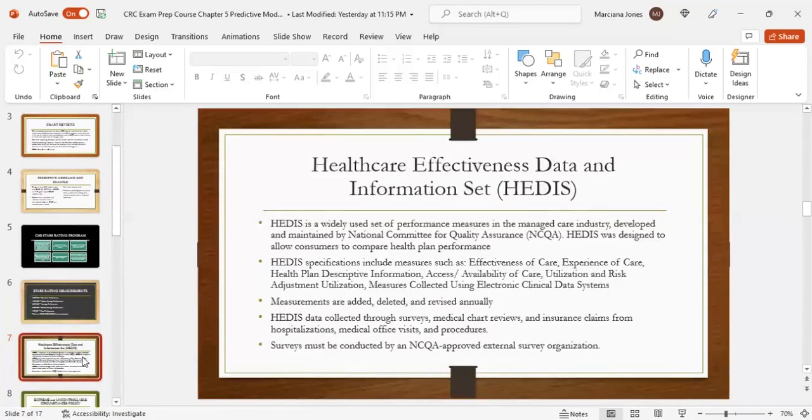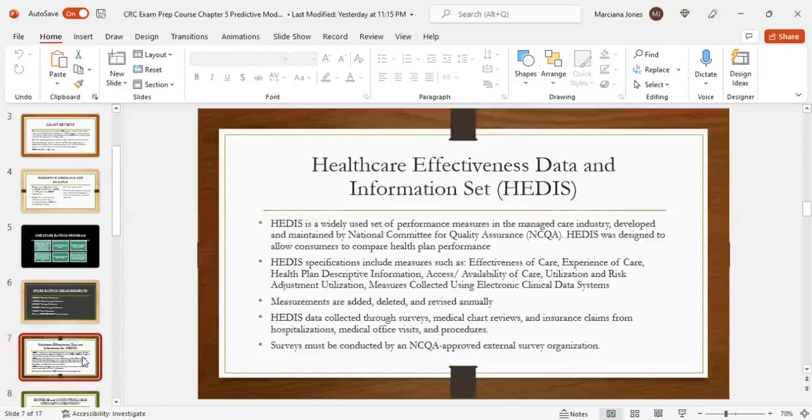Now, measurements are added, deleted, and revised annually. As we all know, things in healthcare change every day, so this is no different. Just like the book that you're studying from for this exam, that book has a new edition that comes out every October 1st. There are codes that are deleted, codes that are added, and codes that are revised. HEDIS data is collected through surveys, medical chart reviews, and insurance claims from hospitalizations, medical office visits, and procedures that you have performed throughout the year.